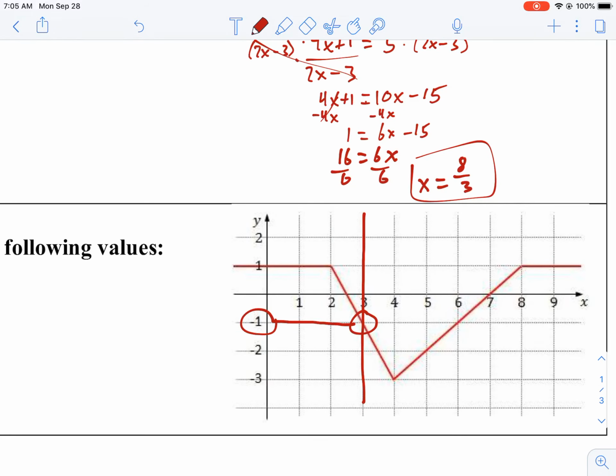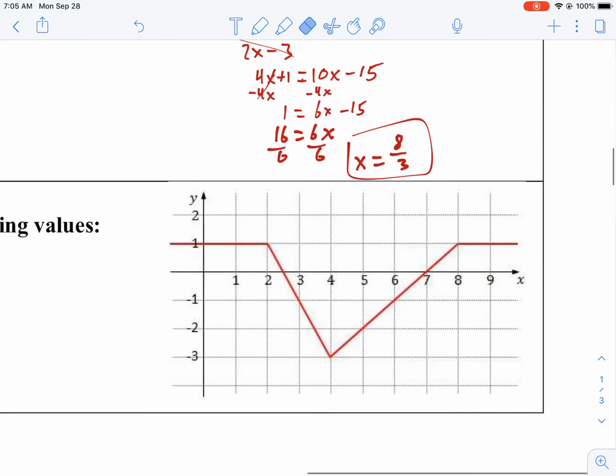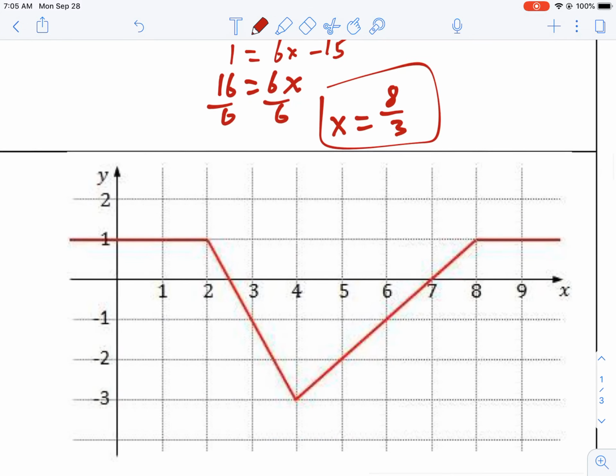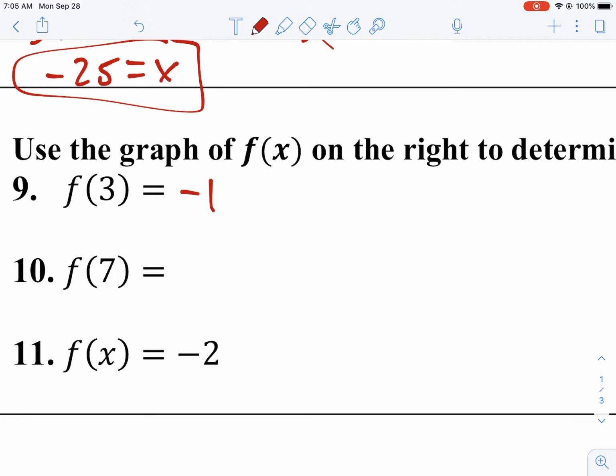We can do the same thing for f of 7, all right? And that actually crosses right there at 7, okay? So that would have a y value of 0.